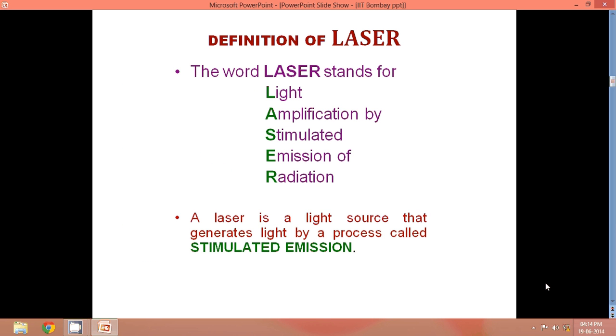Look at the acronym laser. Laser means light amplification by stimulated emission of radiation. Hence, laser is a light radiation which is produced by the process called stimulated emission, in which amplification of light takes place. Hence, laser is a light source or a device that generates light of coherent nature by the process called stimulated emission.